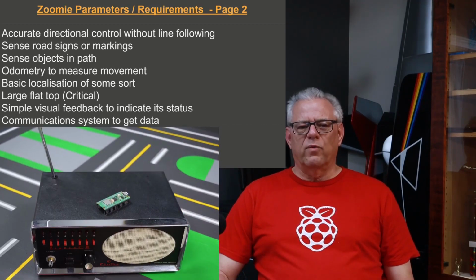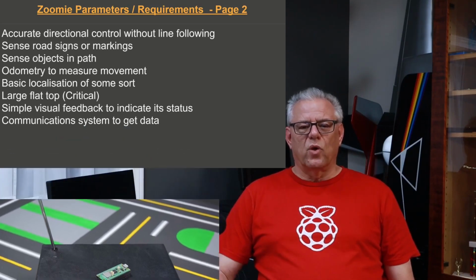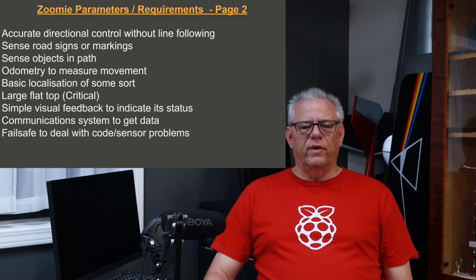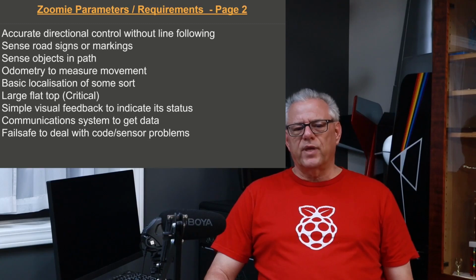That seems like a weird requirement, but remember, the Zoomies need to get their driving instructions and destination information from the central computer which runs this whole experiment. And I'd like to incorporate a very basic type of failsafe to deal with code or sensor problems that may cause a lockup on the system. While that is a rough list of parameters and requirements, it does provide us with a direction to go in.